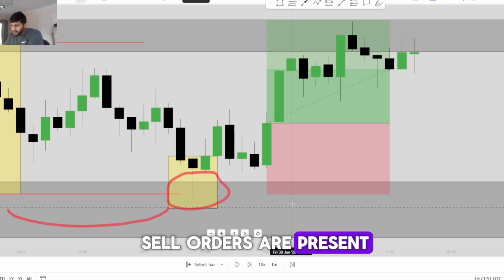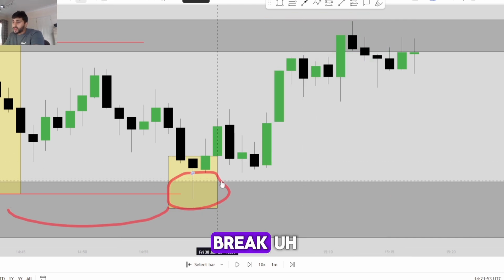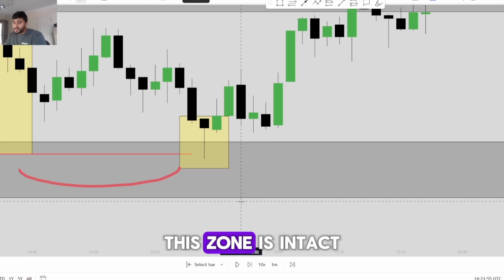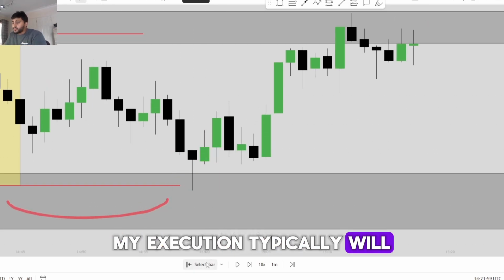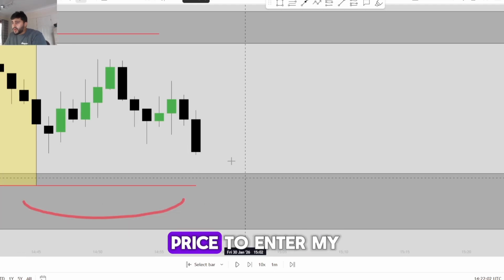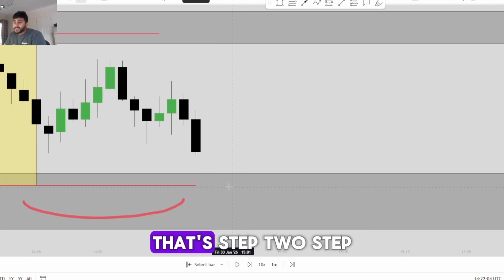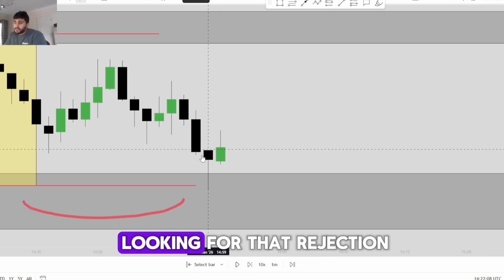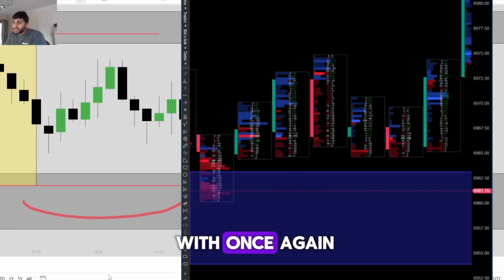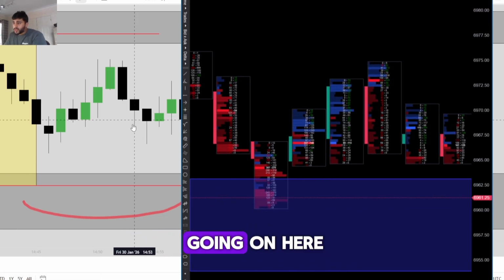Now, in terms of my execution, once I know that sell orders are present, and once I know that they're struggling to break below the zone, this zone is intact, we keep breaking higher, my execution typically will look something like this. I'm waiting for price to enter my key level. That's step 2. Step 1 is we need to have a key level. Step 2 is we're looking for that rejection with the order flow. We need to see what's going on here.